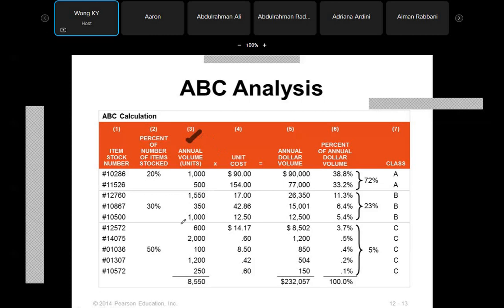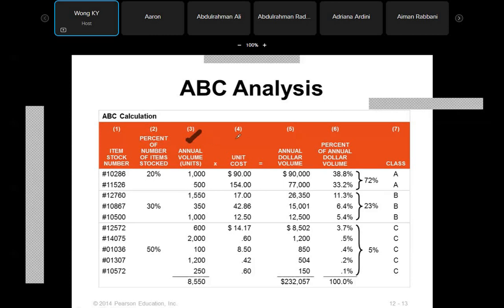Okay, so I hope you understand this. It means that on an annual basis, on a yearly basis, the company will have 1000 units of item 1, or inventory 1. The company will have 500 units of item 2 on a yearly basis.